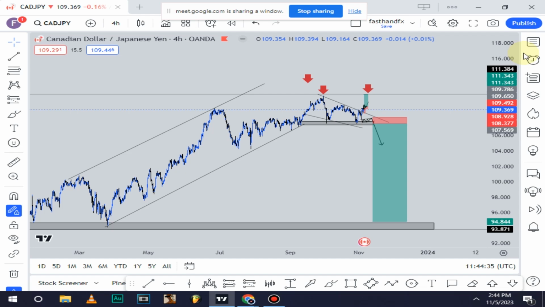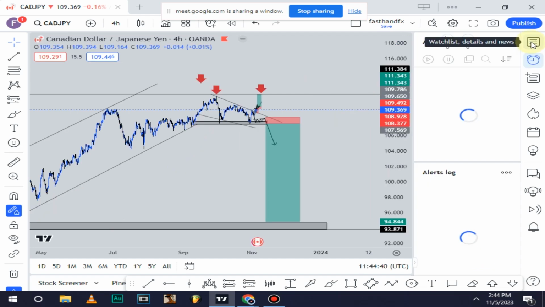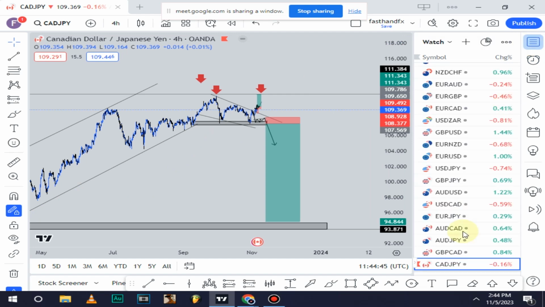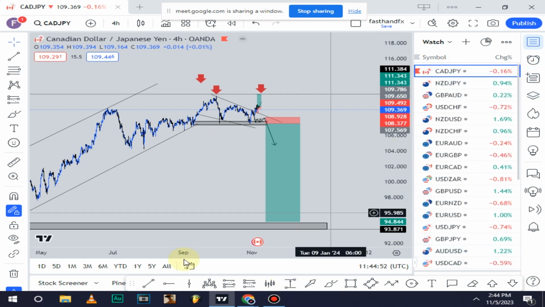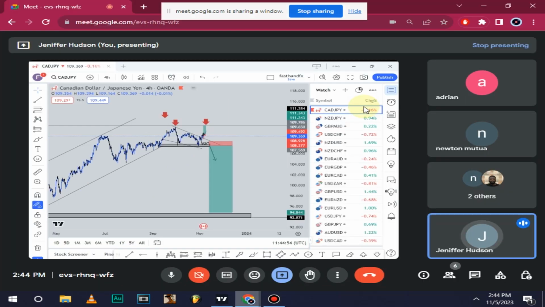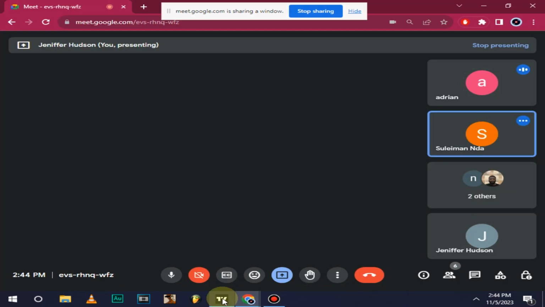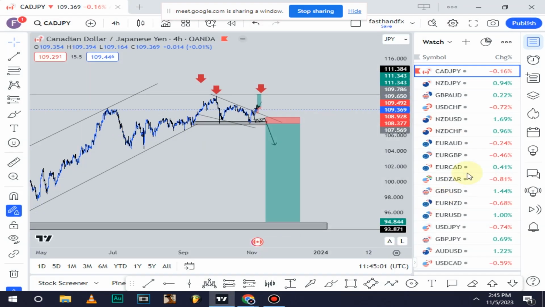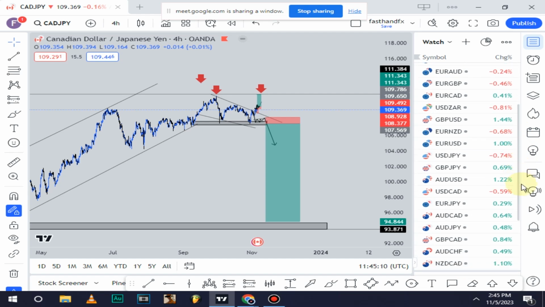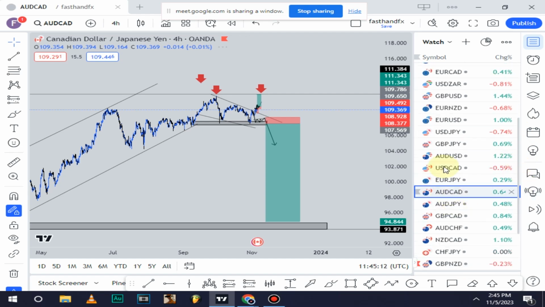So the next pair, which one? GBP something. What was the next pair? I don't know. Somebody talked about GBP something. I can't remember. Was it AUD CAD? Where is AUD CAD? All right, here. Yeah.